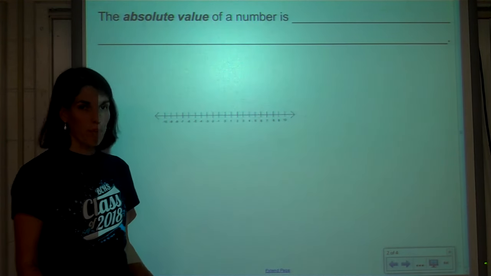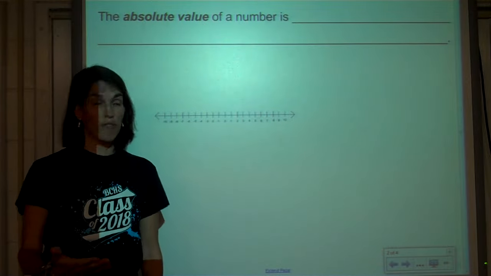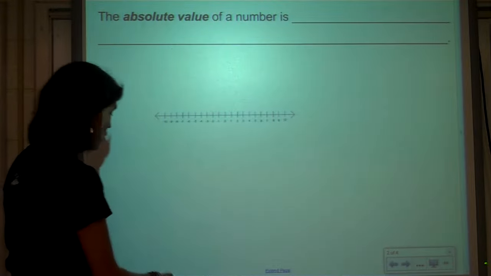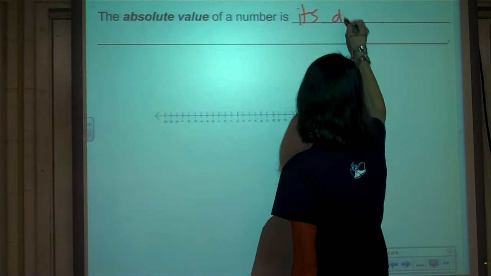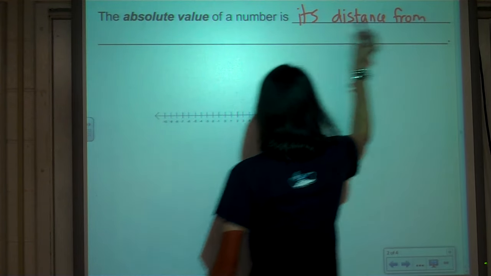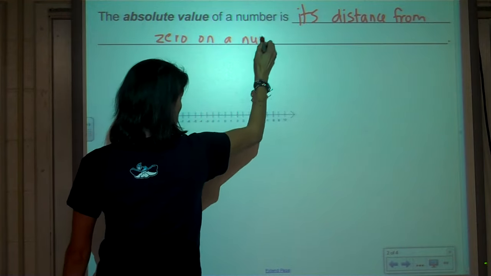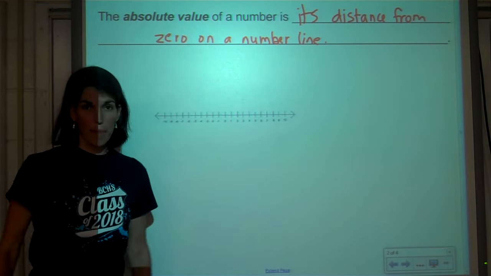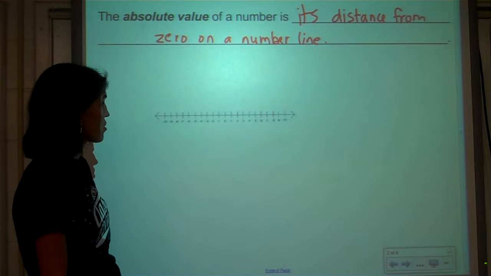Alright, on your note page, the big thing I want to talk about today is absolute value: solving equations that involve absolute values. First thing, let's review what absolute value is. The absolute value of a number is its distance from 0 on a number line. Write that down. Hopefully you know what absolute value is, but I think some of you are still struggling with this a little more than I would prefer at this point.